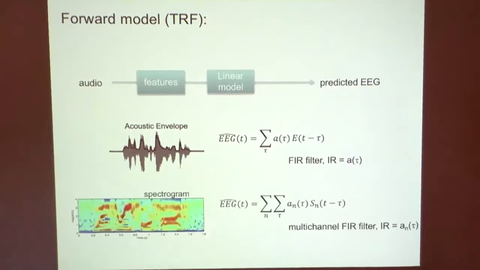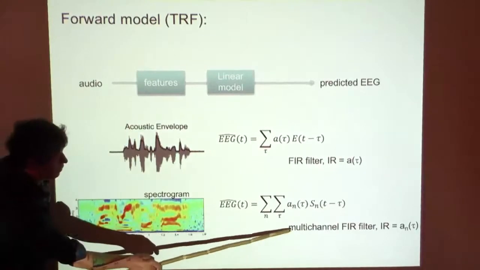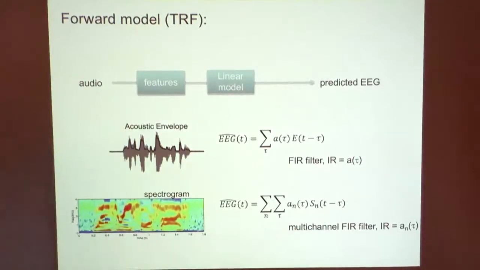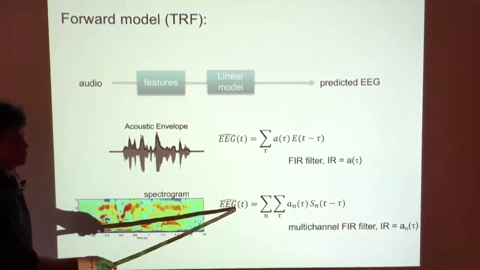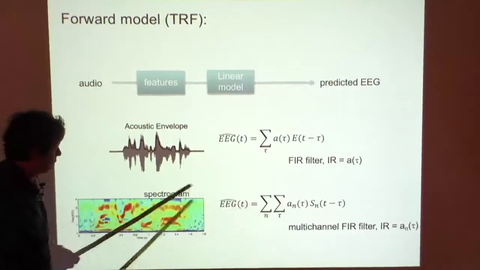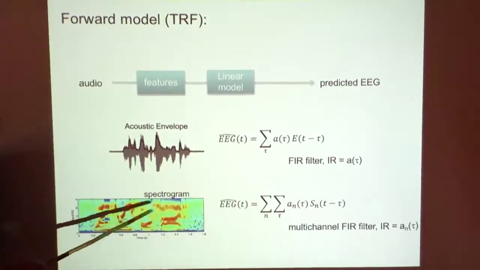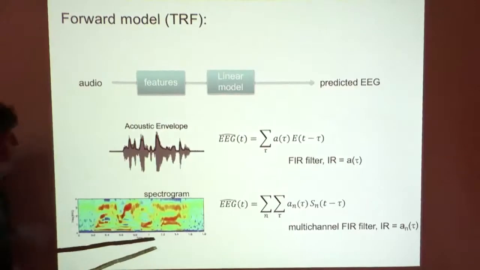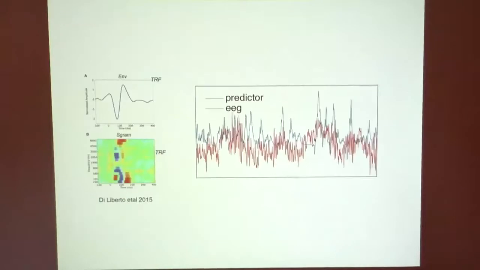If you're working with a spectrogram, it's exactly the same thing, except that your filter here is going to be a multi-channel FIR filter. So here, you're expressing each channel of the EEG as a weighted sum of different channels of your spectrogram. So different frequency bands, or frequency channels, of your spectrogram at different points in the past.